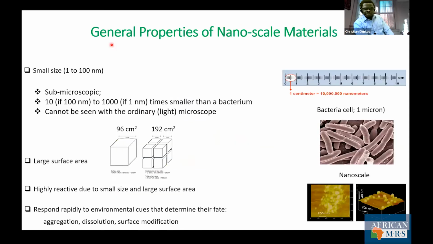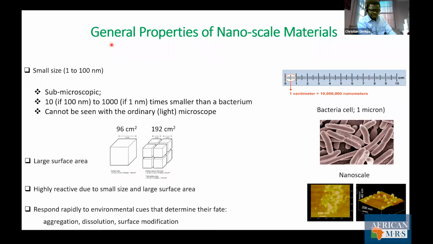So, some general properties of nanoscale materials. As you may already know, they are small in size and range between 1 and 100 nanometers. Therefore, they are submicroscopic. They can be 10 to 1,000 times smaller than a bacterium, and for that reason, we can't see them with our naked eyes. The box here shows how the surface area can be impacted.